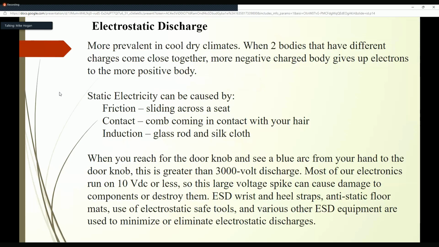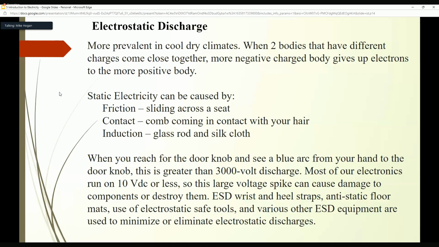Electrostatic discharge. This is always fun. You're sliding around, getting charged up, touching somebody, and then boom, you give them a shock. It's surprising how high, in terms of voltage, those discharges can be. They can be fairly high. The deal is, it's not a whole lot of sustained current, and it's certainly not enough to do any damage other than some small direct pain. It's more prevalent in cool, dry climates.